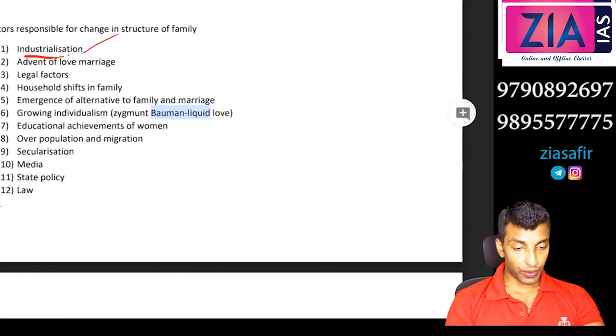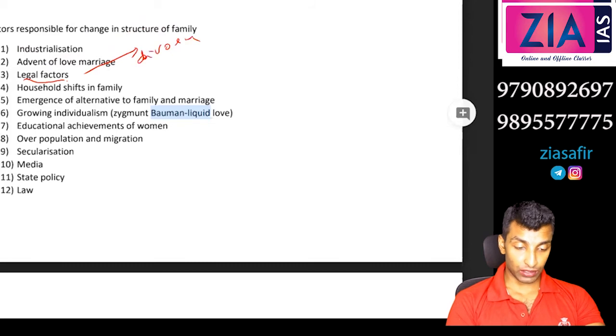Industrialization. Okay, you can explain this. That led to geographical mobility, that led to social mobility. So that led to nuclear family. So you already know, right from chapter 1, topic 1, we are talking about industrialization. The love marriage, that is also related to change in structure. Legal factors. Okay, so the Domestic Violence Act, etc. is actually introduced.